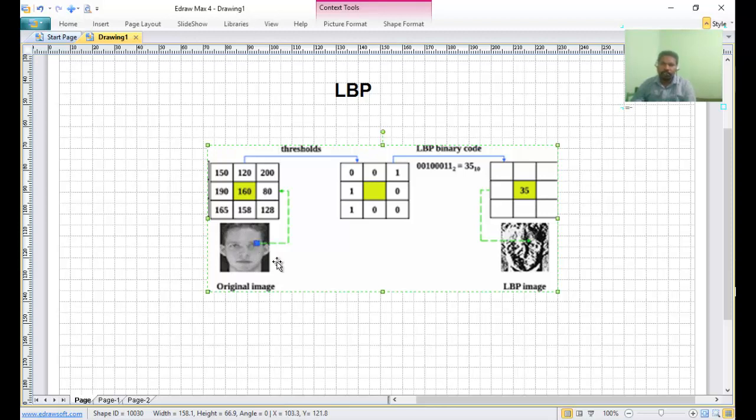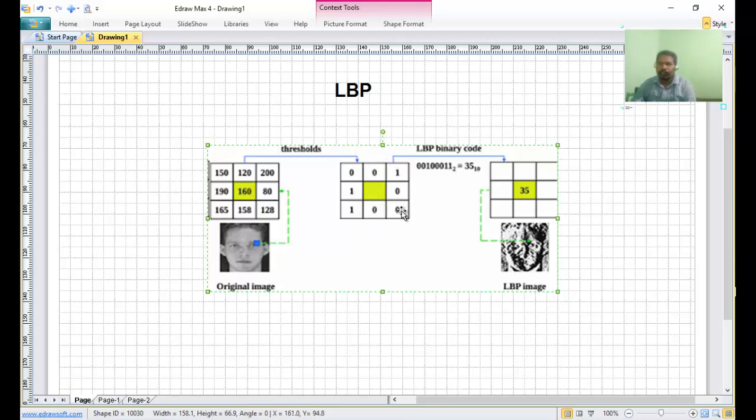So each pixel we have divided into sub-blocks. The sub-block size is 3 cross 3. We have considered the difference between the center pixel and the surrounding pixels. If the difference is greater than 0, that means positive, the value is indicated as 1. If the difference is less than 0, otherwise negative, it is considered as 0.